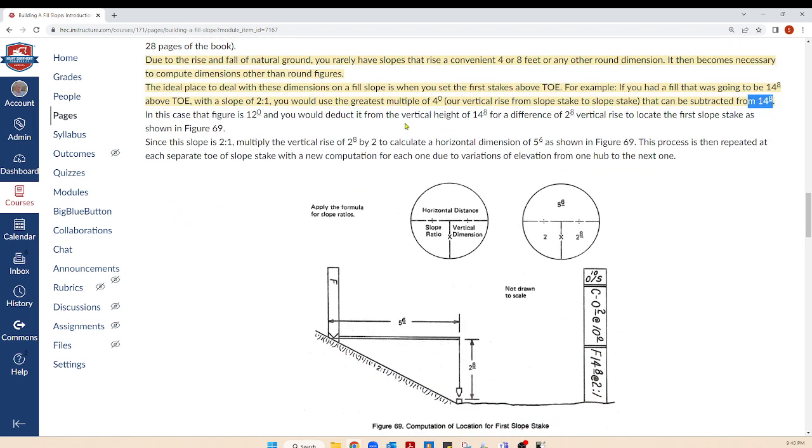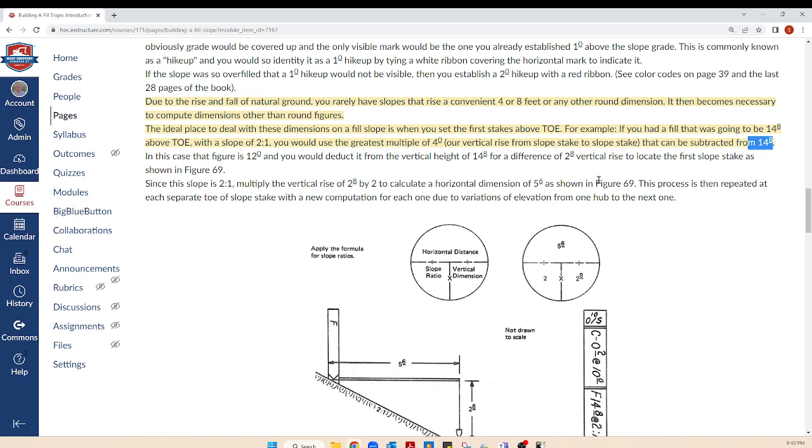And you would deduct it from the vertical height of 14.8 for a difference of 2.8. 14.8 minus 12, which is the highest multiple of 4 that can be subtracted from 14.8, leaving a difference of 2.8 vertical rise. So to even this out, I have to do something with that 2.8 difference. This is what I'm going to do.